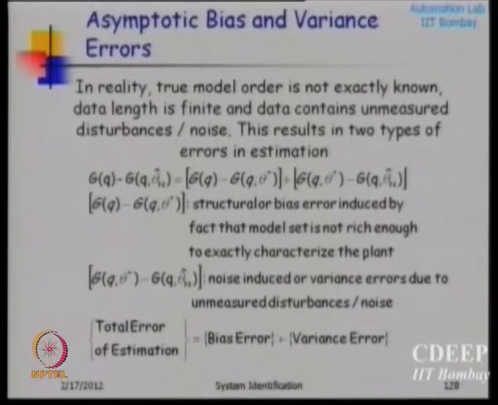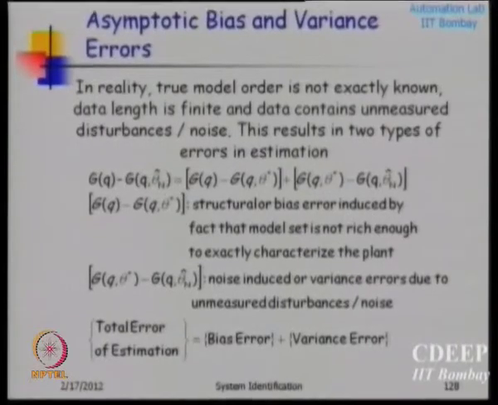So skipping this, long story short, we just want to look at what kind of errors can occur when you identify a model from data. Fundamentally there are two types of errors. For the time being, actually I would say there are three types of errors, but the third one, which comes from approximating a nonlinear system with a linear system, let's ignore that right now. Let's assume that the true plant is perfectly linear. Under that situation, what are the errors that can occur?